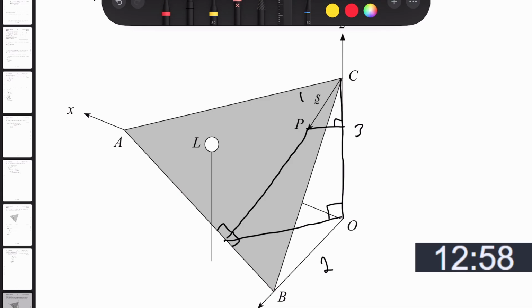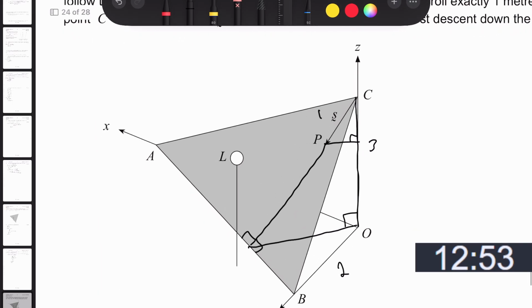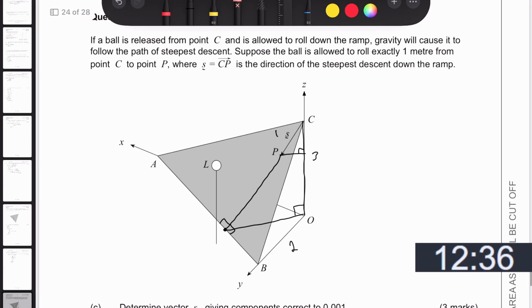Oh, what am I gonna do here? How do I do this, guys? How am I gonna do this? Steepest descent, steepest descent. It's gravity.